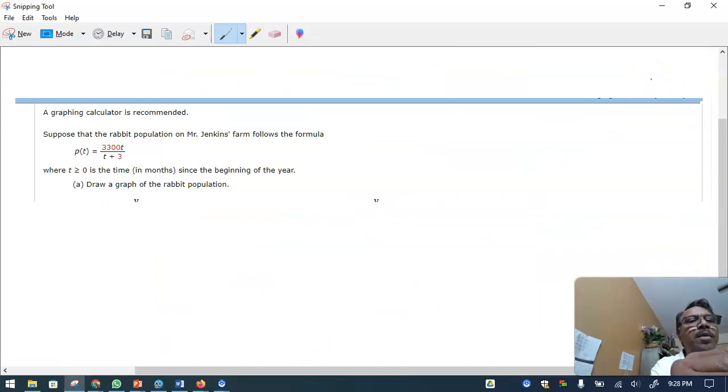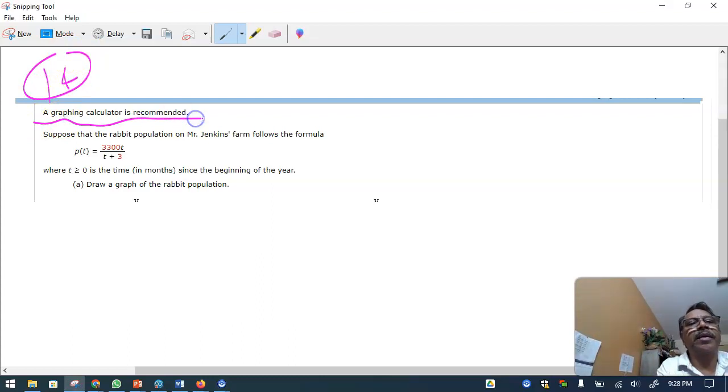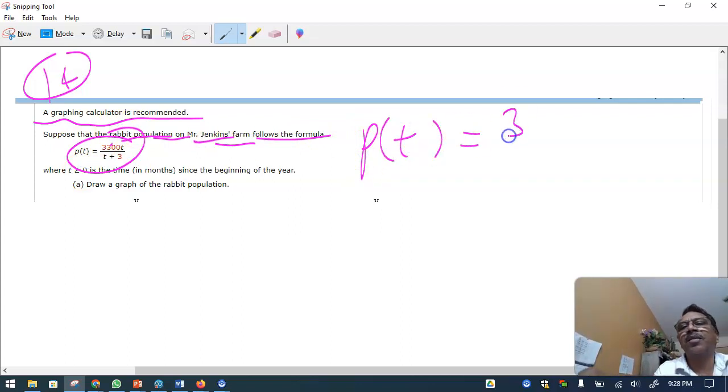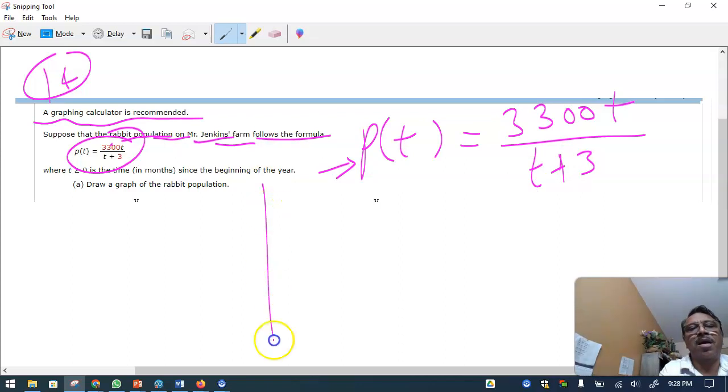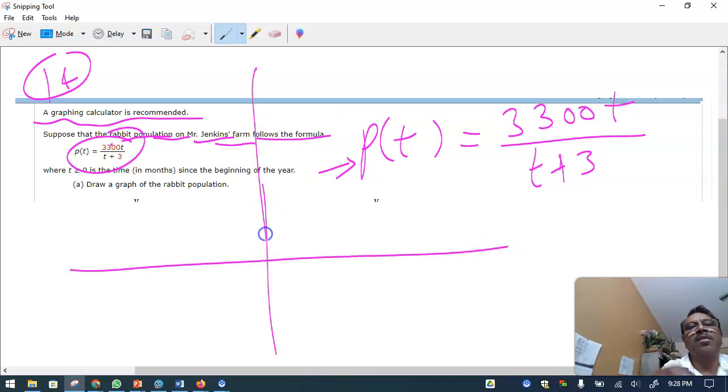And this is question number 14, and you're supposed to use the graphing calculator, which is recommended. A rabbit population on Mr. Jenkins' farm follows the formula. You're given the formula P(t) equals 3300t over t plus 3. T stands for how many months have passed, and P stands for the population of the rabbits. So the denominator is t plus 3, and you can see clearly this graph.